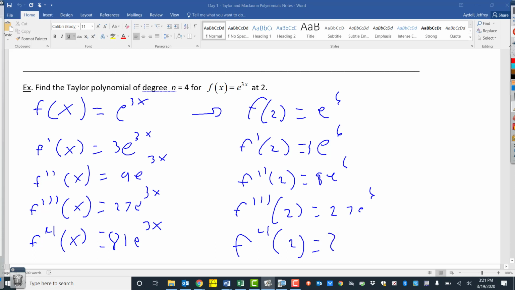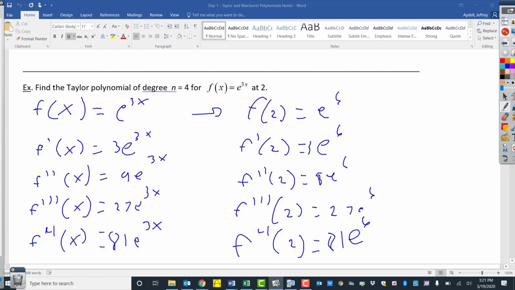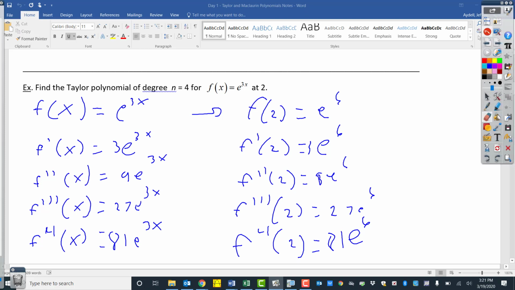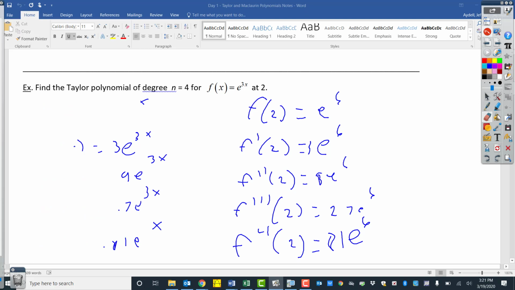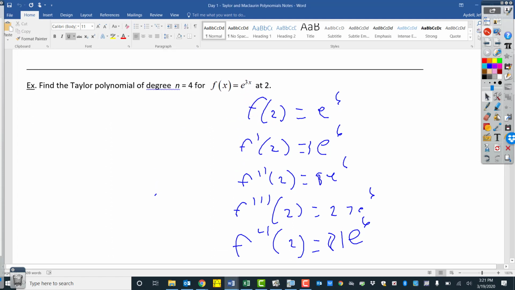is 81e to the 6th. Now, that got really messy right there at the end. Let me see if I can sharpen that up a little bit. e to the 6th. There we go. A little bit better. All right, so these are the values we want to end up keeping. So here's what I'm going to do. I'm going to erase all of this, because we don't care as much about these anymore, more about the values when 2 is plugged in. We're just going to change the slide for now, and we'll come back to it.